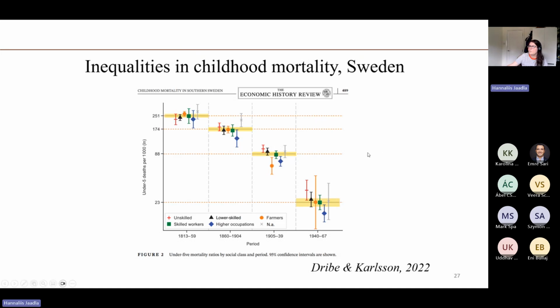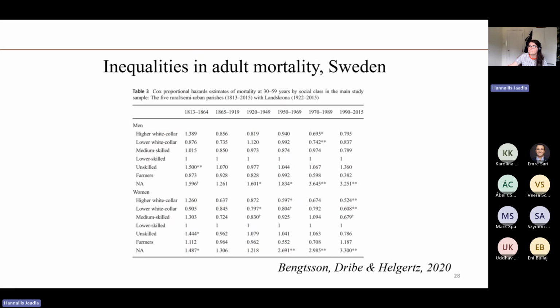If we look at the adult mortality in the same population, so here is an example of Bengtsson, Driva, and Helgertz's study from 2020, where they used these relative risks now from survival models. So this looks at adult mortality 30 to 59 by social class for both men and women, and it looks by period. So we can look at change over time in these social class differences in mortality.